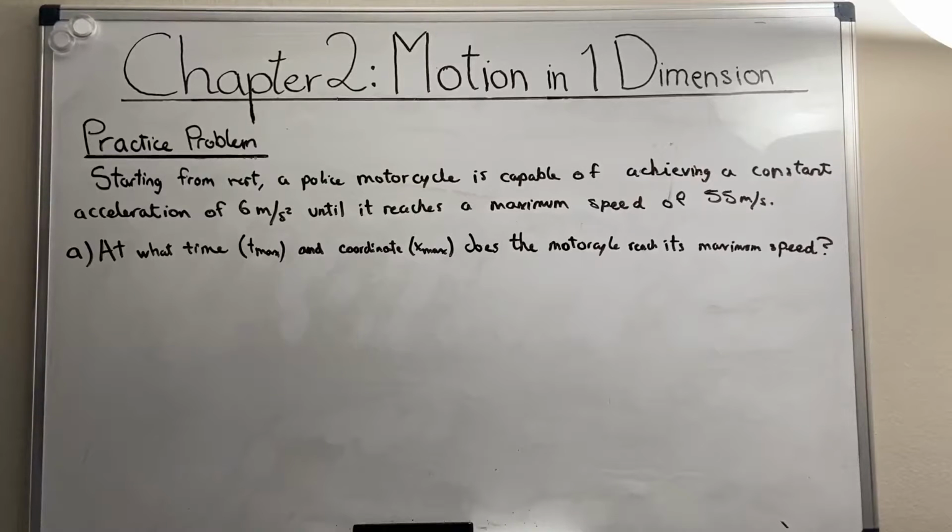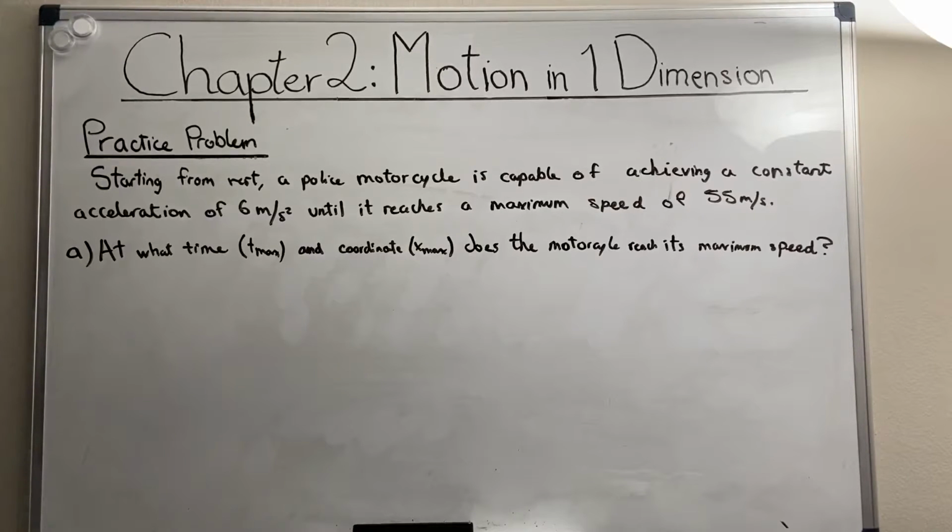Starting from rest, a police motorcycle is capable of achieving a constant acceleration of 6 meters per second squared until it reaches a maximum speed of 55 meters per second. Question A asks, at what time, T max, and coordinate, X max, does the motorcycle reach its maximum speed?